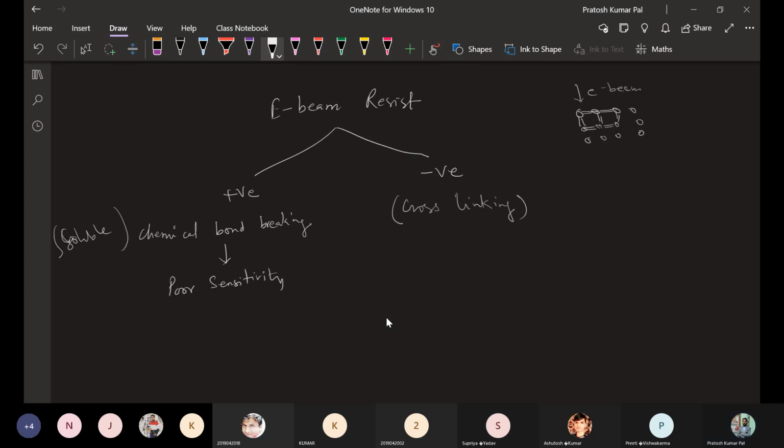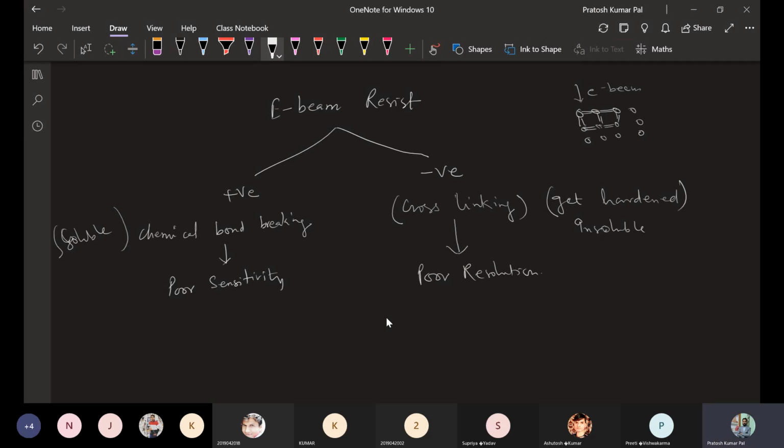Okay, so that cross linking will be taking place, and that will be making a hardened resist. So on that selected portion where the e-beam is exposed, that will become hardened. Okay, so if it is hardened, that means it will be unable to dissolve in the development solution. That means it will become insoluble. Okay, so negative type of resist will be insoluble. Okay, and this type of resist basically provides poor resolution.